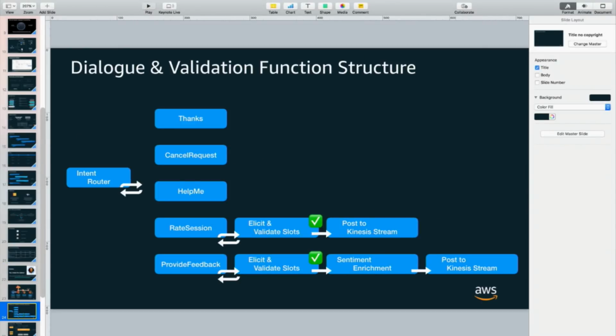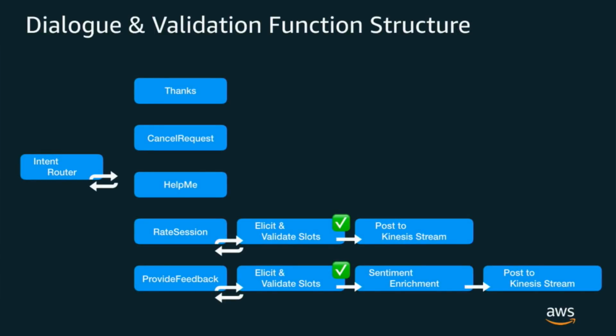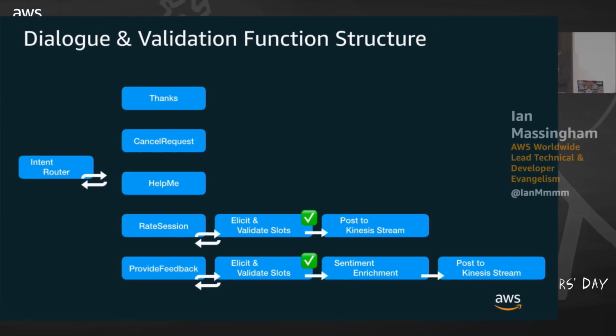First thing is this. So this is the overall architecture of the function, okay, with our intent router, with our handlers for our implemented intents. Thanks, cancel request, help me is what prints out that message saying this is what I do. Rate session and provide feedback. The rate session and provide feedback will be triggered recursively until we populate all of the slots through this slot elicitation loop that we go through.